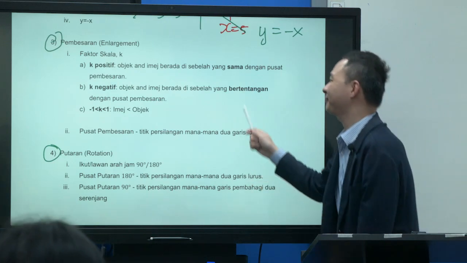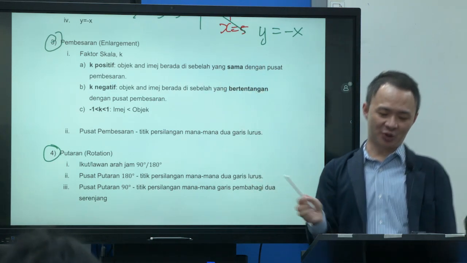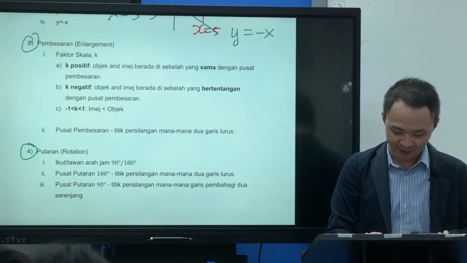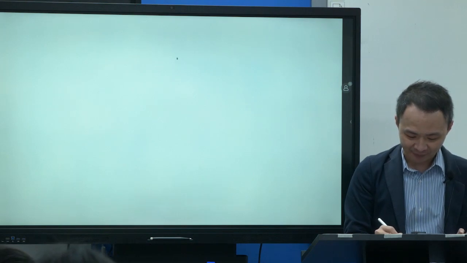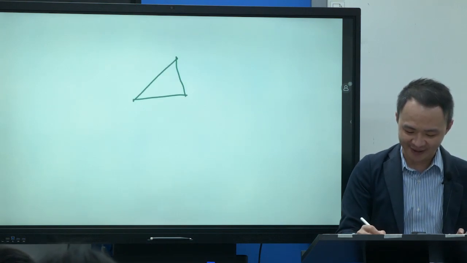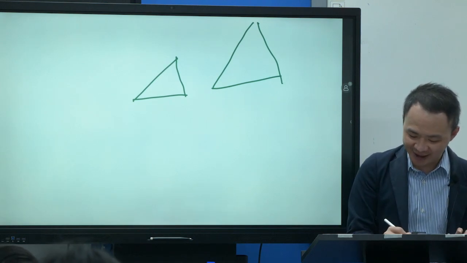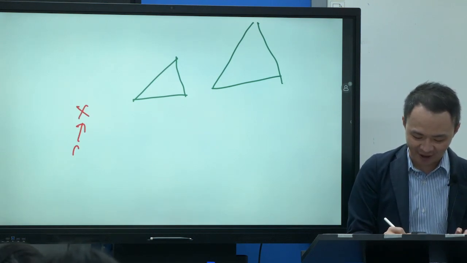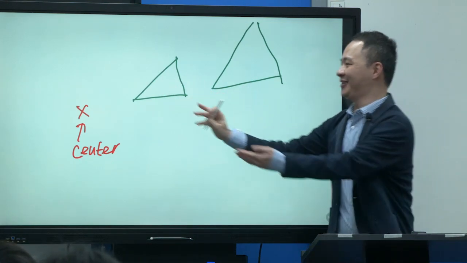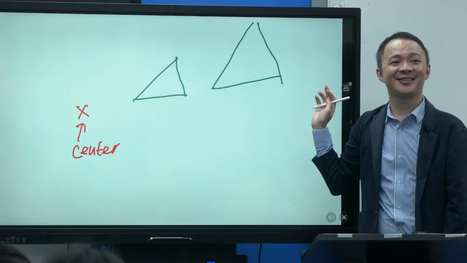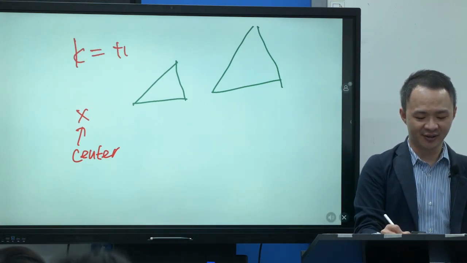Enlargement. K can be positive and negative. Here they give an example, it's quite good. I will explain about this example. If this shape is like this, do you see this is the center point? Object and image are at one side, right? K is positive. Scale factor is positive here.